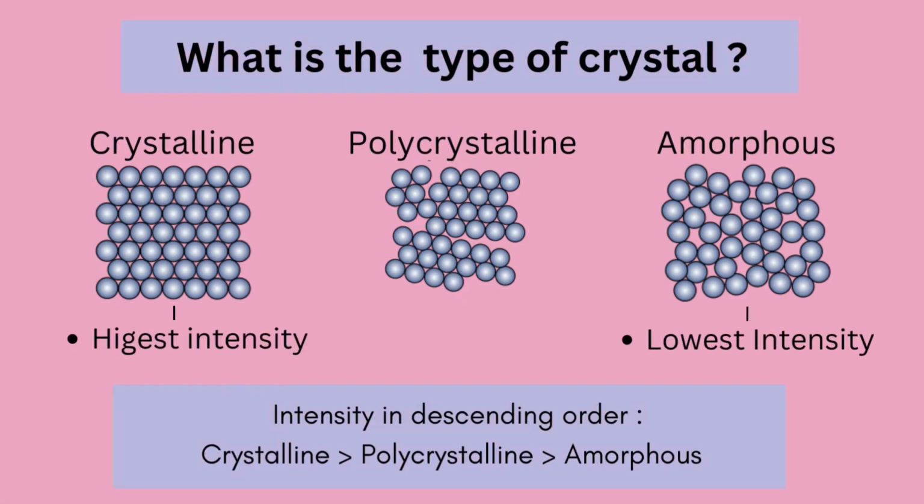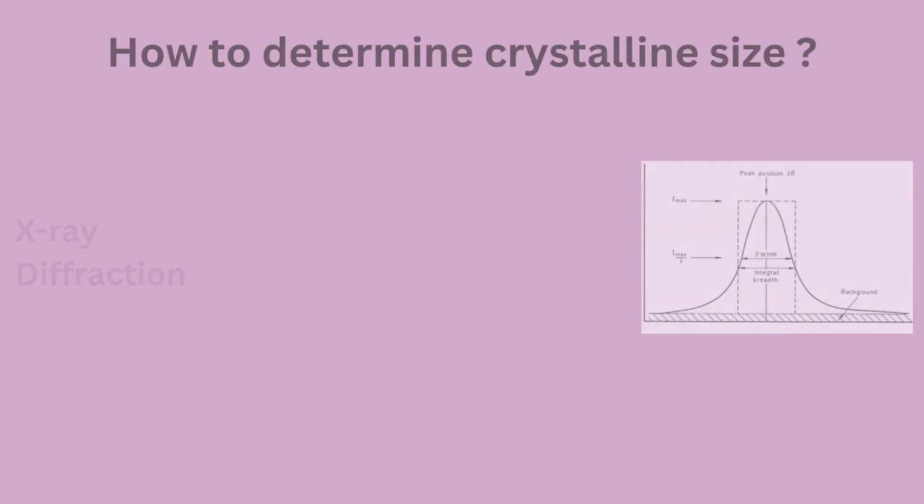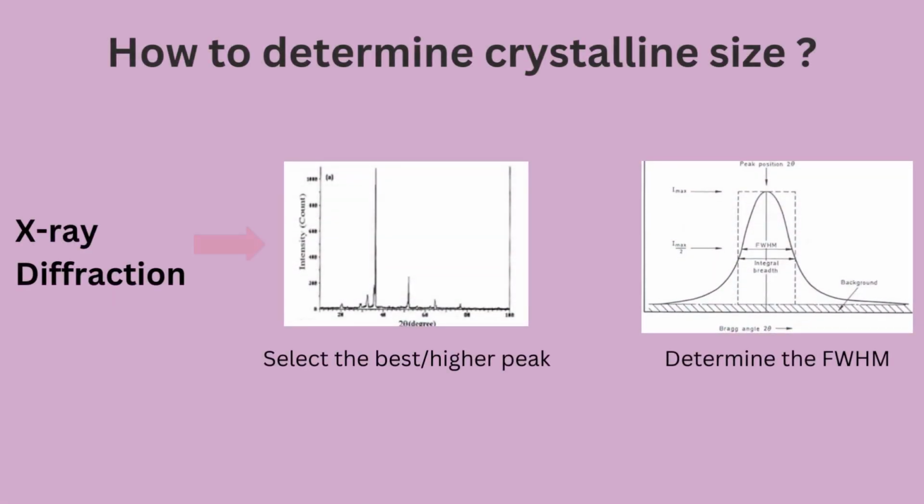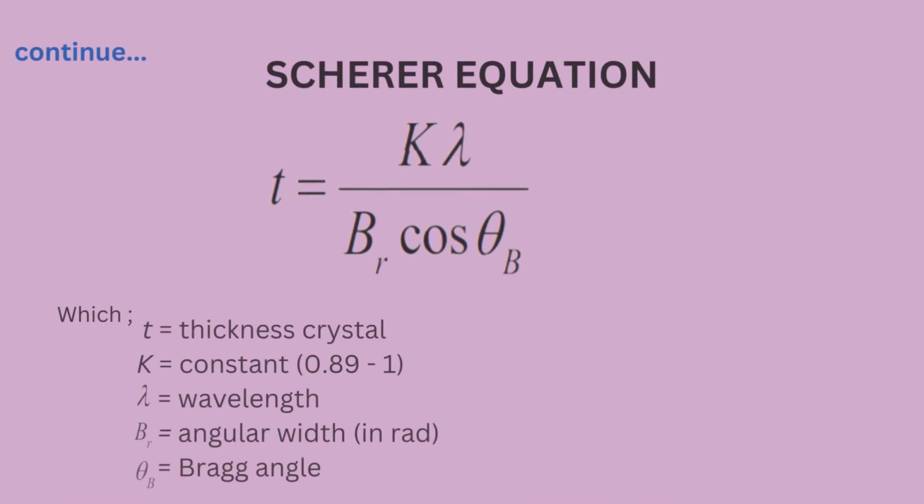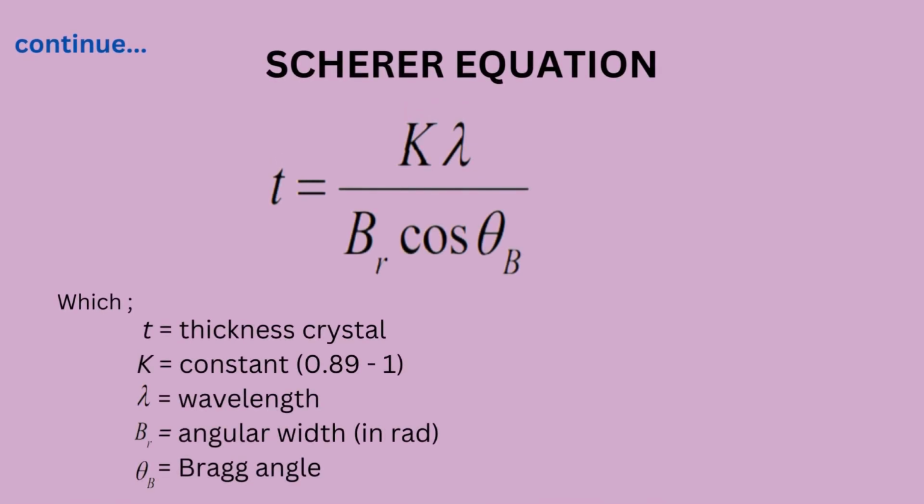There are three types of crystal: crystalline, polycrystalline, and amorphous. Crystalline materials will have the highest intensity or peak, while amorphous materials like polymer will have the lowest intensity. How to determine crystallite size? By using XRD data, we have to determine the FWHM by selecting the best or highest diffraction peak. After that, use the Scherrer formula to get the crystallite size.